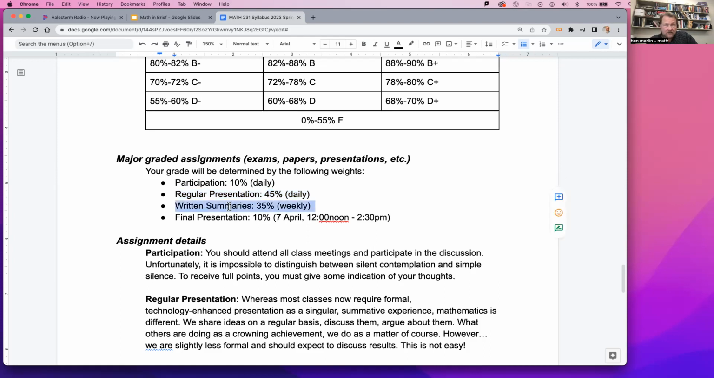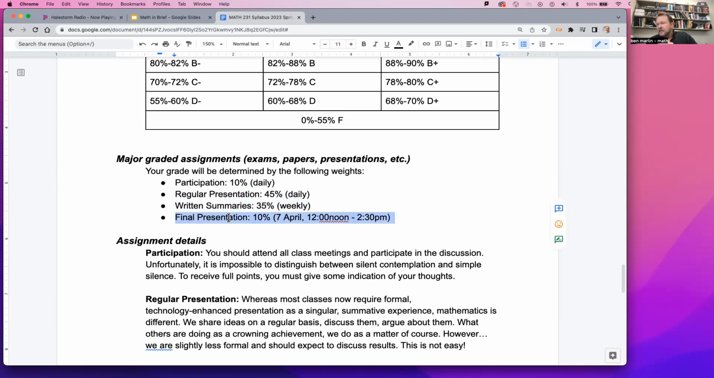The written summaries: once a week, I'm going to ask you to write up really nicely one of the problems that's been discussed in class. You will get to choose which one, okay? But I want you to write up something that was not your presentation. This means that you have to pay close attention to what the other people presented.